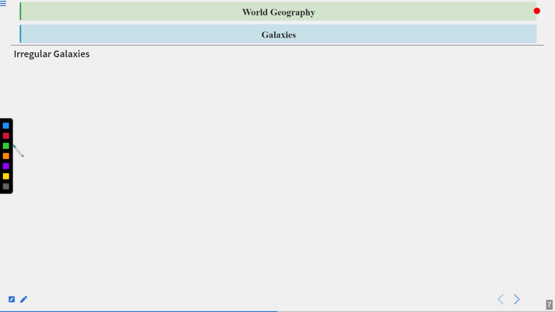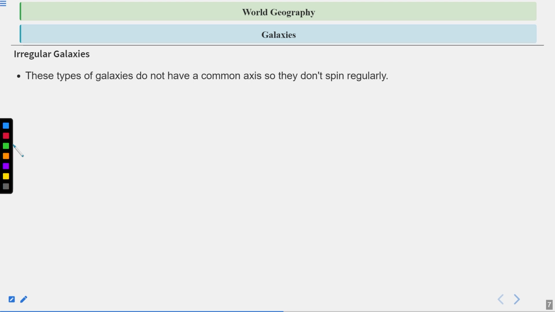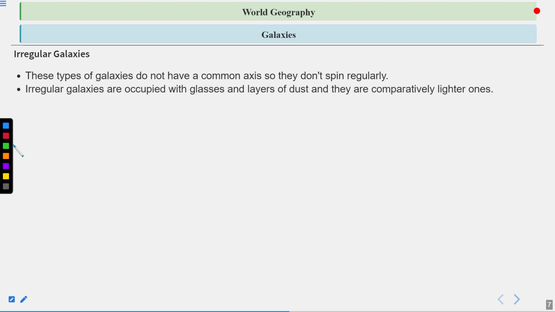Then comes the irregular galaxy. These type of galaxies do not have a common axis, so they don't spin regularly. Irregular galaxies are occupied with gases and layers of dust, and they are comparatively lighter ones.